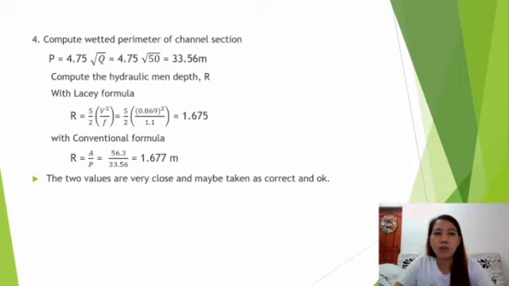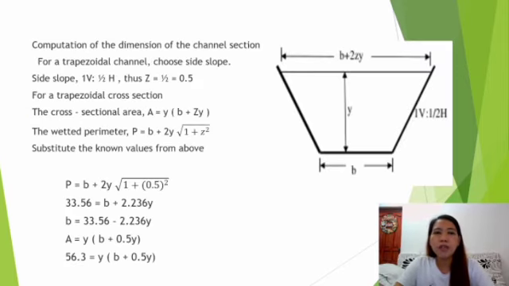And then for the hydraulic mean depth R with Lacey's formula, we can actually have two results for R using the Lacey and the conventional formula. For Lacey's formula, we have 1.675, and with the conventional formula, we have 1.677 meters. So the two values are very close and may be taken as correct. Now after we have the hydraulic radius, let's compute the dimensions of the channel section.